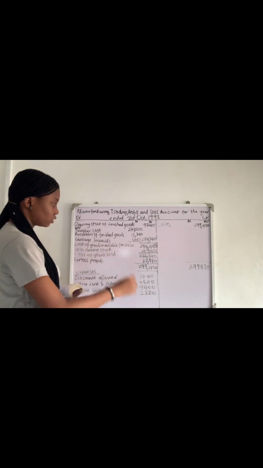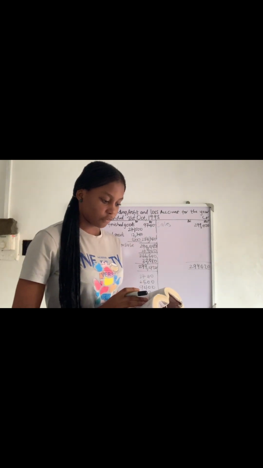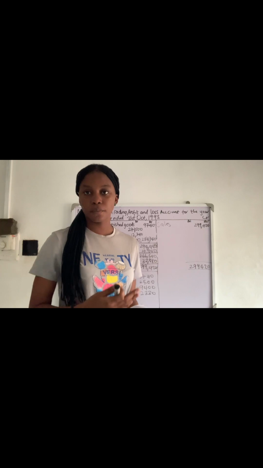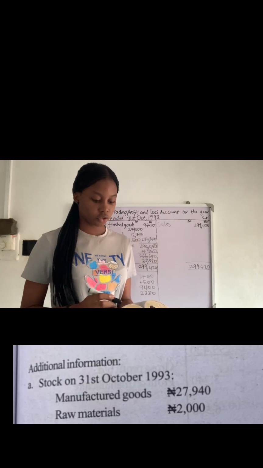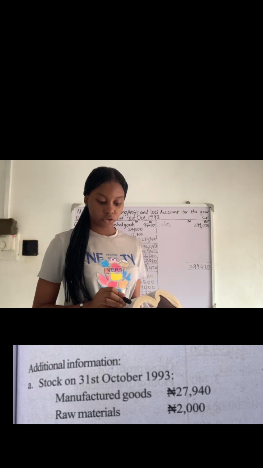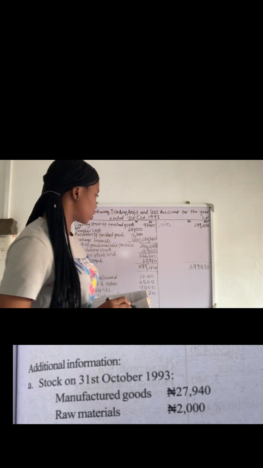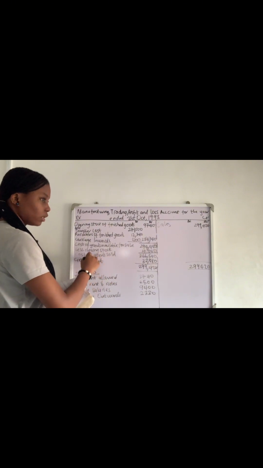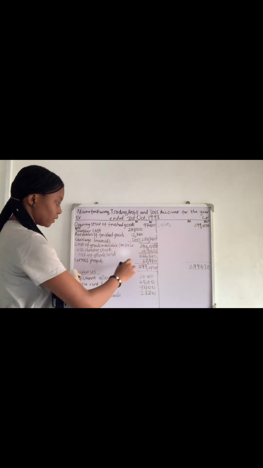Then you list your closing stock of finished goods. In the additional information, sometimes the closing stock might not be in the question, but it could be in the additional information. You see, the stock contains 1st of October 1993, manufactured goods 27,940. That's it here. So when you list it, you get your cost of goods sold.